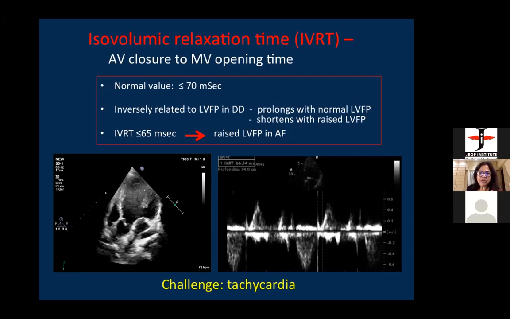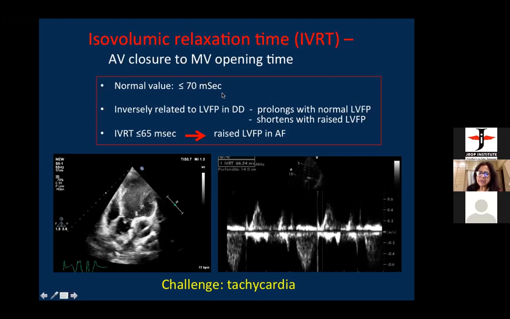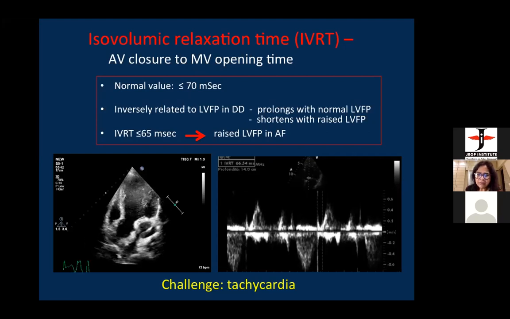So normally the IVRT is kept at less than 70 milliseconds. Now what happens in grade 1 diastolic dysfunction? There is an impaired relaxation pattern, with slow opening of the mitral valve.